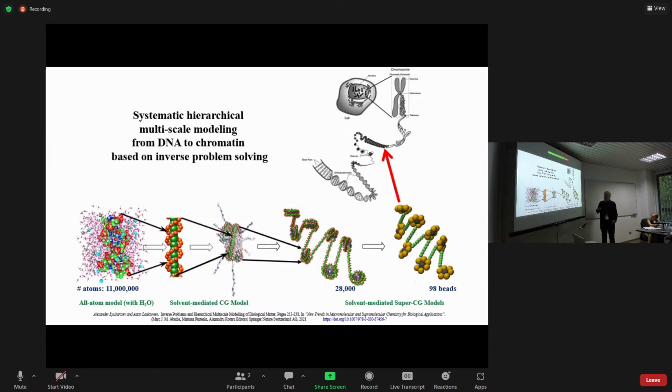So this should be a very good example of systematic hierarchical multi-scale modeling from DNA to chromatin based on solving inverse problems.